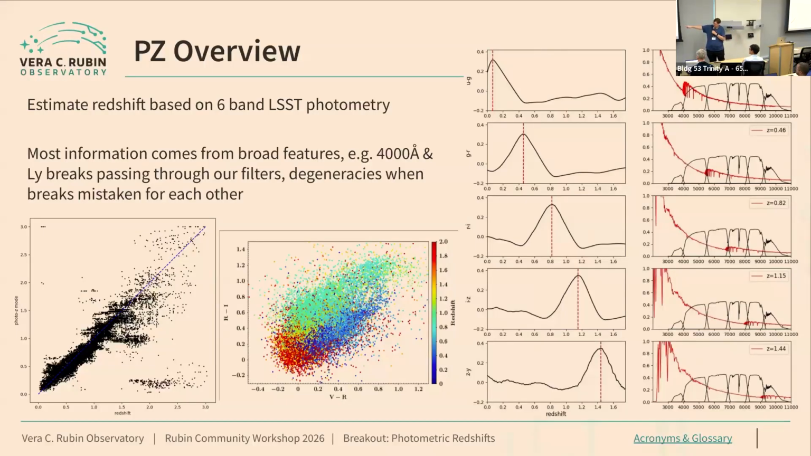You can see a color plot here, color coded by redshift, and galaxies sort of spiral in color space. And if you can isolate a galaxy in color space, you can get a pretty good idea, a rough idea of the redshift of that object.